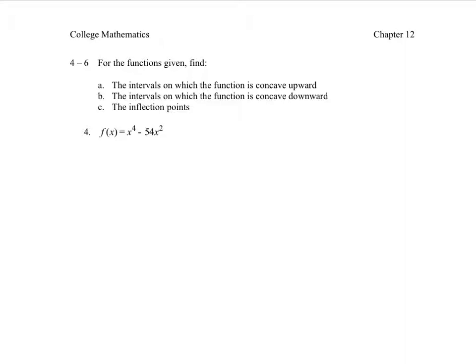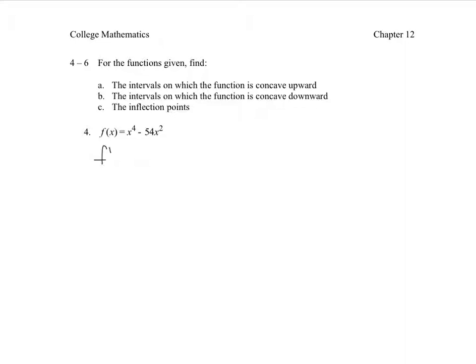Has it asked us to graph it? So we don't have to have all the other information. This is going to be very similar to the one that we did on the board earlier. Just notice we have a coefficient change. Instead of x to the fourth minus 50 x squared, this is now x to the fourth minus 54 x squared. So let's go through. And in order to find concavity and inflection points, will we need a first derivative or a second derivative?